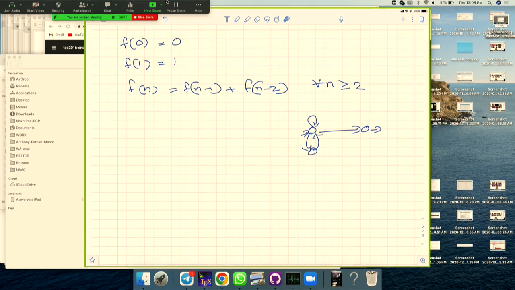So essentially the system of linear recurrences with a constant look back. So this n minus 1, n minus 2. So here it is only minus 1 and minus 2. Okay, up to some minus k for a fixed k we can do.